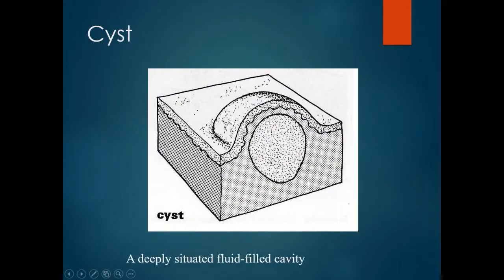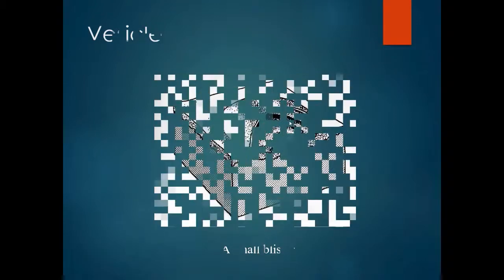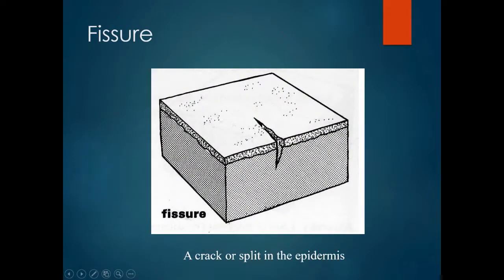A cyst, which is a deeply situated fluid-filled cavity, which often does have a lining, such as in a sebaceous cyst, but doesn't have to, such as in an inflammatory cyst of acne. A vesicle, similar to a pustule, is a small bleb of skin, but in this case is filled usually with clear fluid. So basically a vesicle can be thought of as a small blister. A fissure is a crack in the skin, usually where the skin is thickened, such as on the heel of the foot or on the hand.